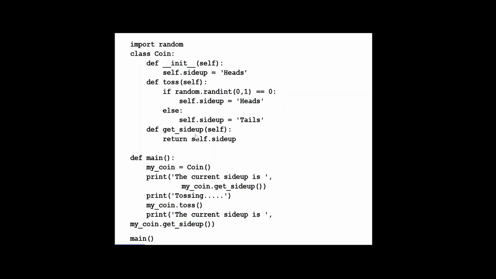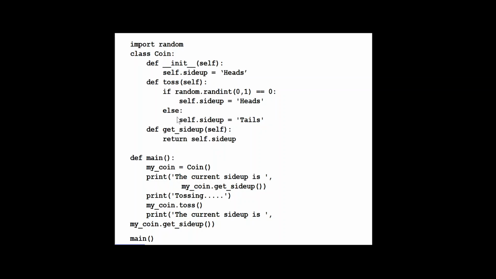We need to get the side up. So in order for us to do so, we create a method. And also we need to provide self and then return the side up. And how can we return the side up? We use self to access the side up and return it. Okay, this is our class. So I have this class.